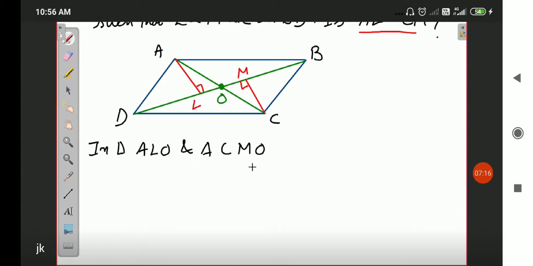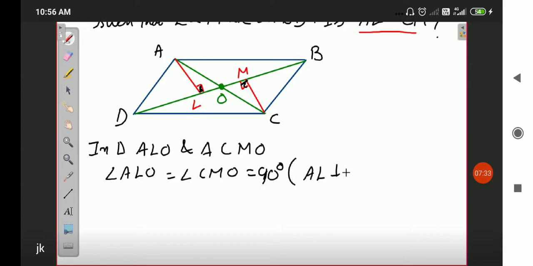In these two triangles, first of all, angle ALO is equal to angle CMO is equal to 90 degrees. Why? Because we can see that these are perpendiculars, because we are given that AL is perpendicular to BD and this is the sign of perpendicular. AL is perpendicular to BD and CM is also perpendicular to BD, which is given to us in the question.